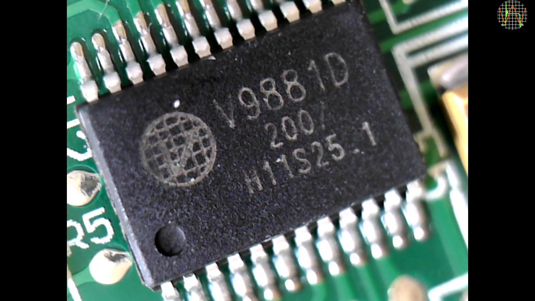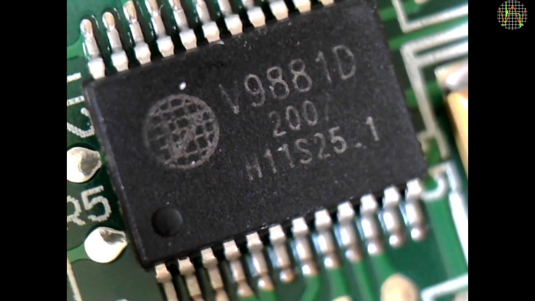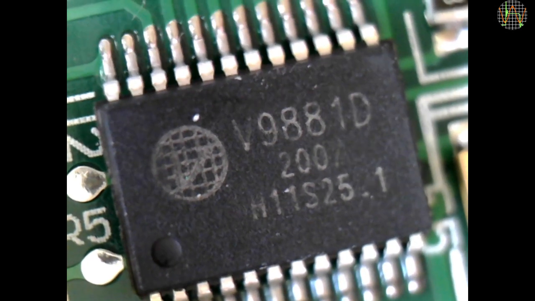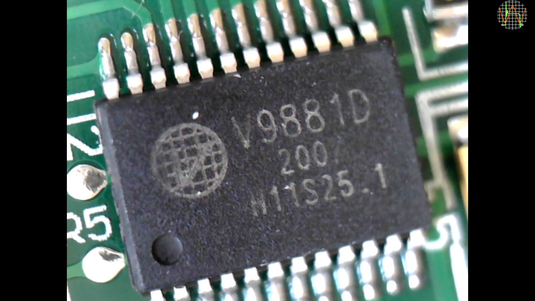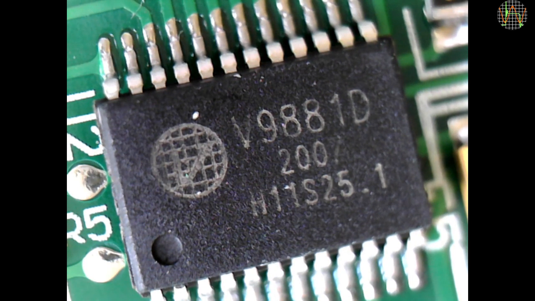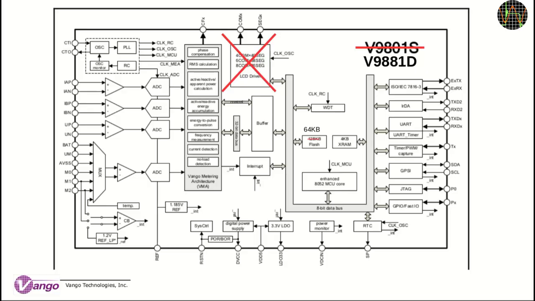Revealing the brain, which is a V9881D from Vango, a single phase energy metering system on chip. The other Peacefair power meter had a chip of the same family. The V98XX family of chips is pretty complex. The main difference of the V9881D compared to the other versions is that it has no LCD display driver and less flash memory. It retains the complex analog front end, power management, 8052 CPU core and serial port.